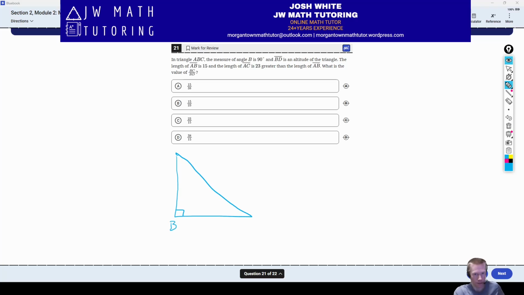That's not right. It's B. That's the right angle, not D. I'm going to put A at the top. I'm going to put C at the bottom. And you have an altitude right here, D, which is perpendicular to the hypotenuse.